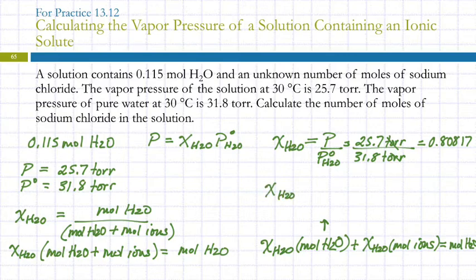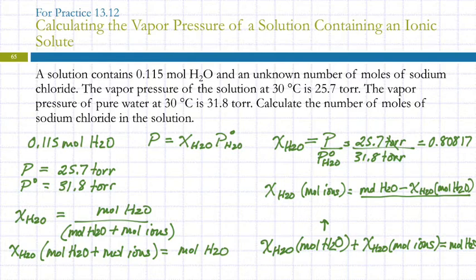So I've got the mole fraction of water times the moles of ions is equal to moles of water minus chi H2O times moles of water. And then I'm going to divide both sides by chi H2O so that this goes away.